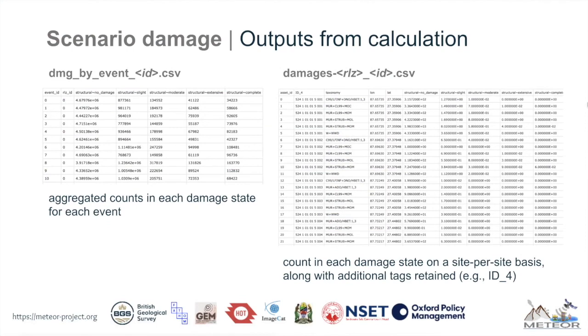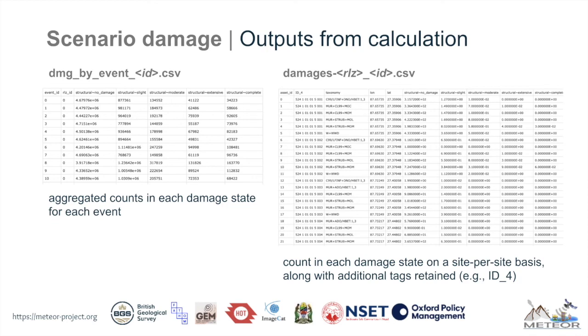Now that we've completed our analysis, let's look at some of the main outputs. Two of the main outputs I'm highlighting here. One of these is called damage by events, and the other is called damages. In the damage by event CSV, we get aggregated counts of assets in each damage state. Then for the damages CSV, we get the count in each damage state on a site-by-site basis.